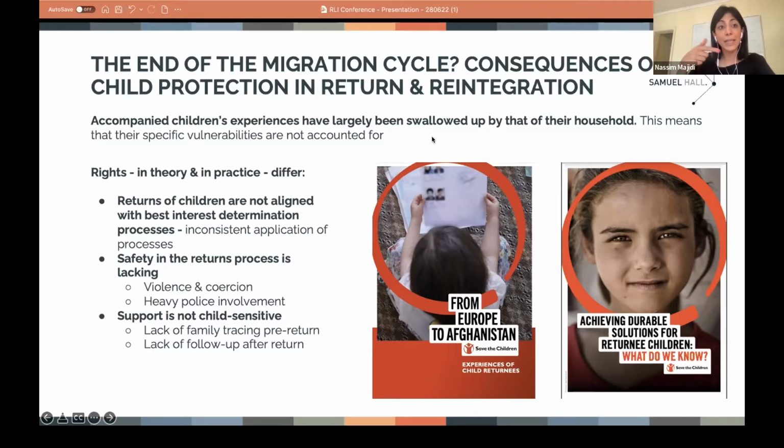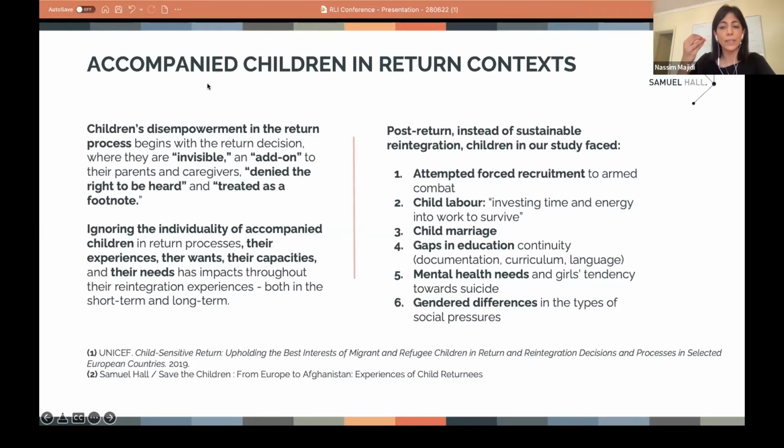On the next slide, the results of that were really disturbing. Nearly three quarters of the children we interviewed didn't feel safe in the returns process. As Mackenzie mentioned, they're already invisible. As I mentioned, they weren't talked to, they weren't part of the process. But they also felt endangered by the process.